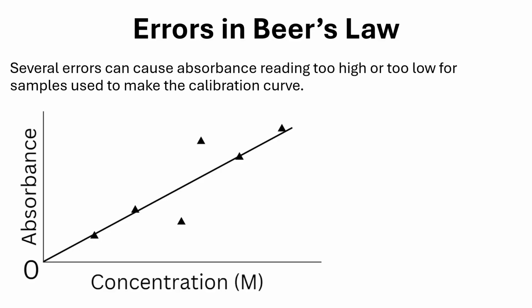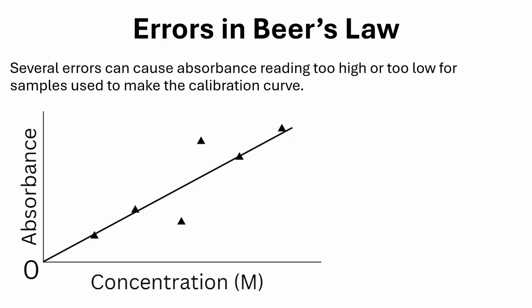All right. Errors in Beer's law. This is a pretty common FRQ kind of question. So if this is your standard curve and you're looking at numbers that are either above or below, they often will ask you, well, why would it be above or why would it be below? And so you really have to understand the basic premise of the procedure.